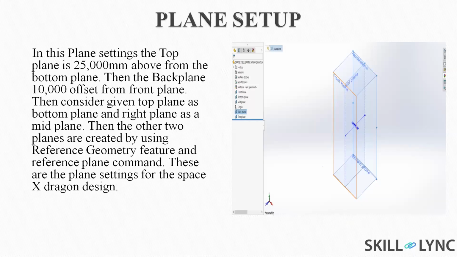This is the plane setup which I have used to design the Dragon components. I'm using the reference geometry command to create those planes. The top plane is 25,000 mm above the bottom plane. The back plane is 10,000 mm offset from the front plane. Then I consider the given top plane as a bottom plane and the right plane as a mid plane. Then the other two planes are created by using the reference geometry feature, and these are the plane settings for the SpaceX Dragon design.